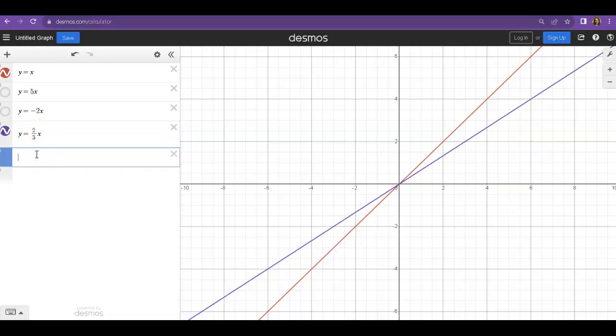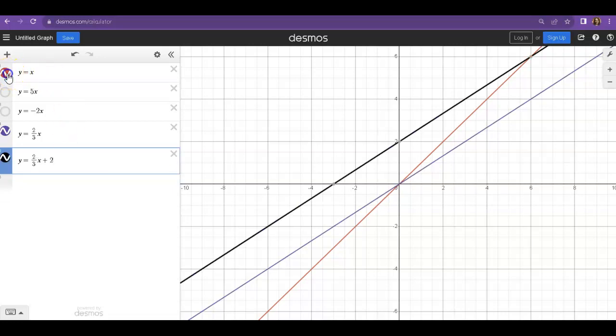Then I like to ask what happens when we take that equation and add a constant at the end. I'll toggle off the original, and we compare, and we see that this line is now 2 units higher because we added 2 at the end, and the two lines are parallel. When we look at the equations, we see that they have equal slopes, equal numbers in front of the x. So parallel lines have equal slopes.